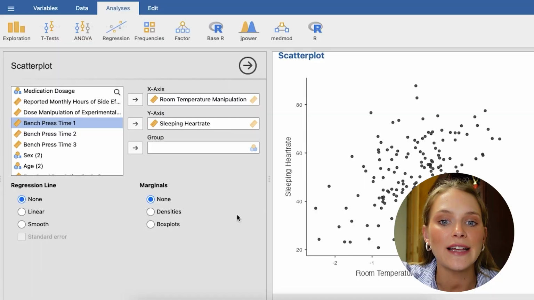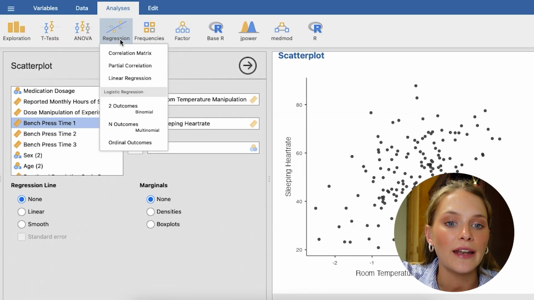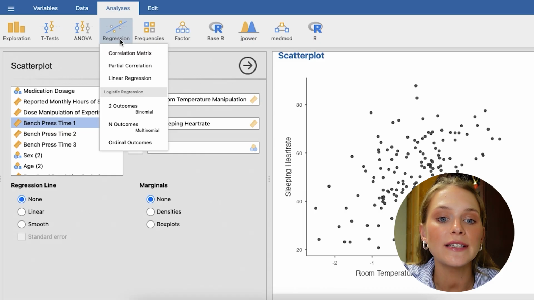Alrighty, so now that we have confirmed that we have met the assumption of linearity, we can take a look at some of the other assumptions. So if I go back into that regression tab that we were in earlier, then under the assumption checks, I also want to take a look at something called collinearity.